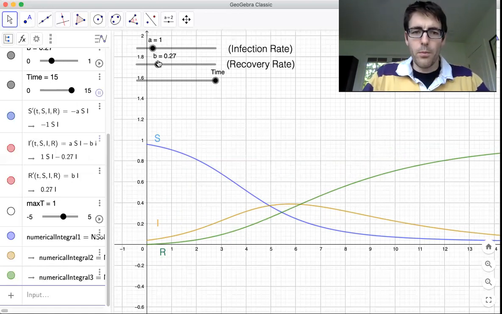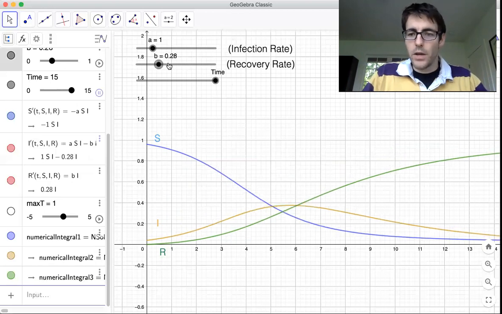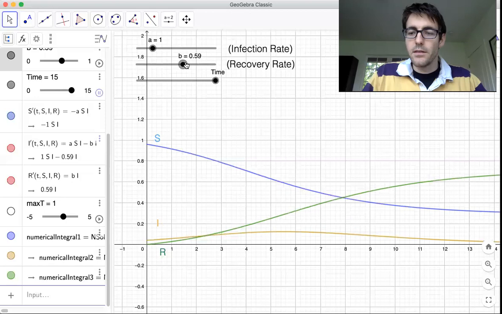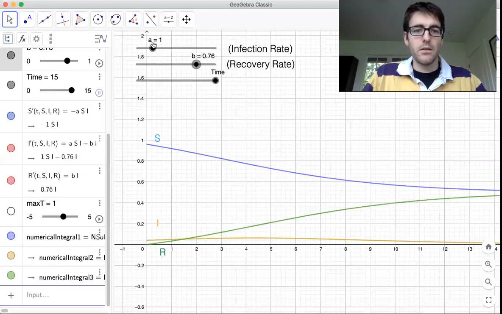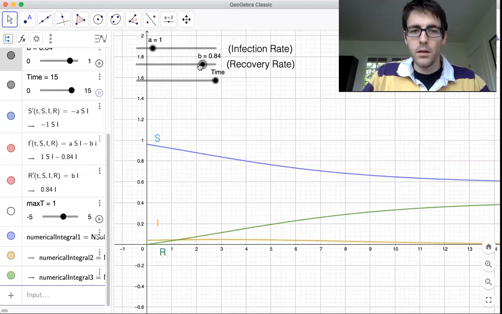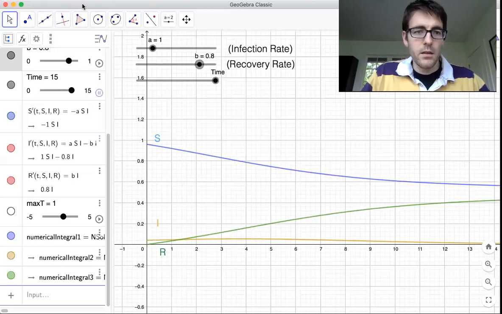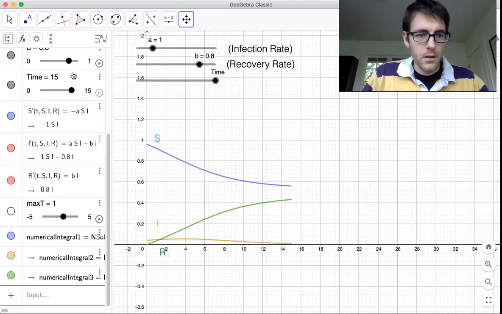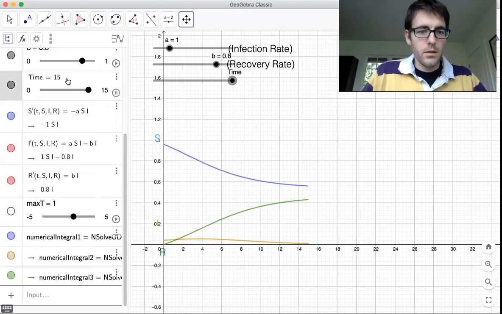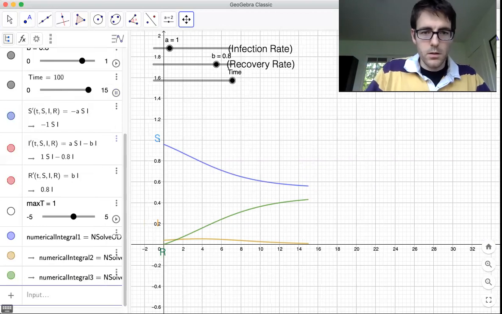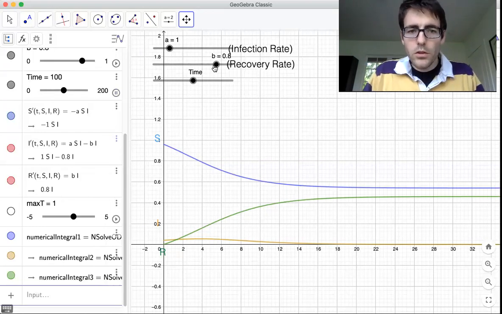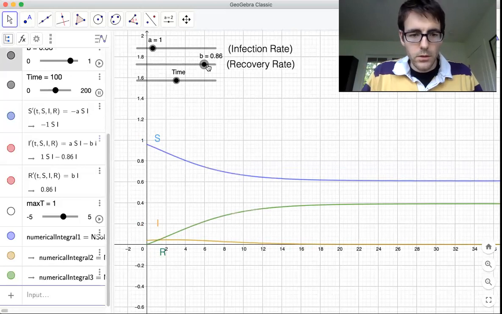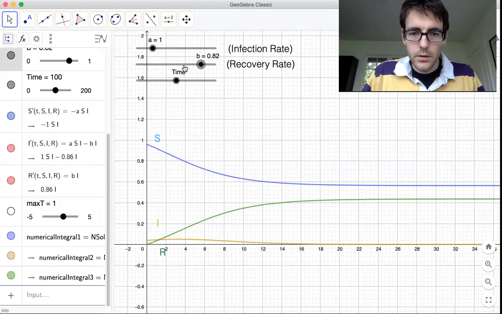One other thing I wanted to point out is a situation where the recovery rate is sufficiently big, so both of these numbers are maybe around 1, and I zoom out a little bit, and I also change the time. Oh geez, what am I doing?